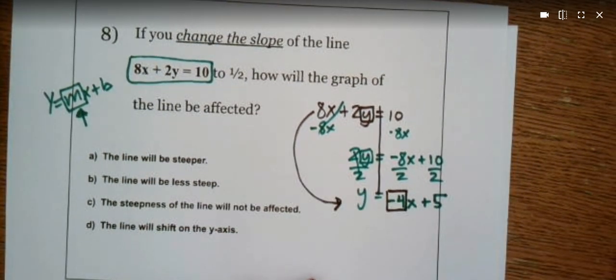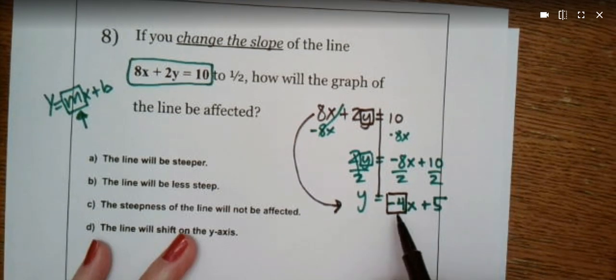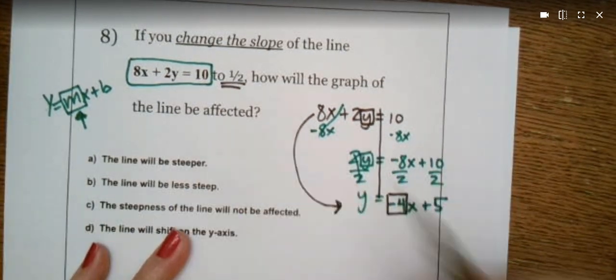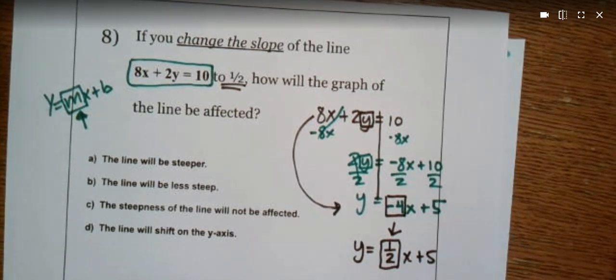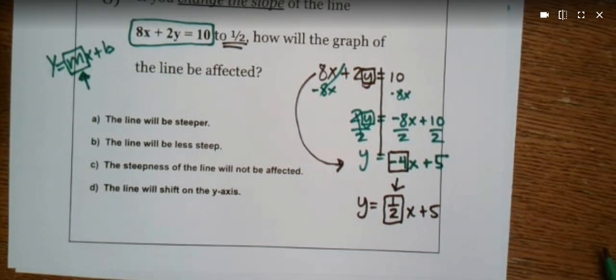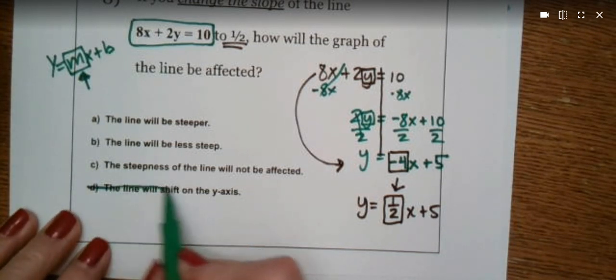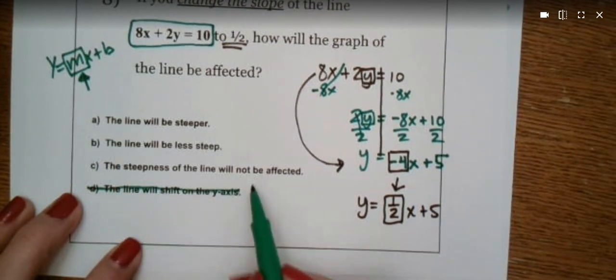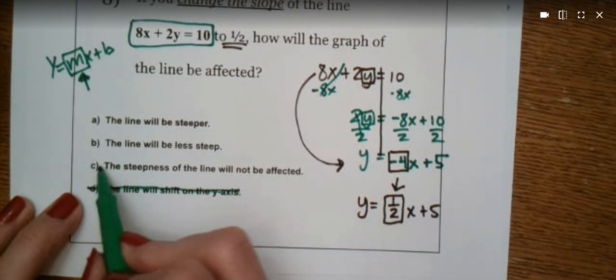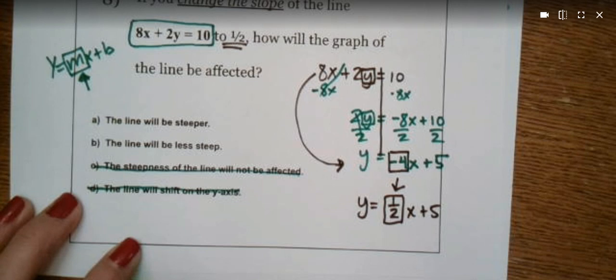Now it says that it wants me to change the slope to 1/2. So if I change the slope to 1/2, how is the line going to be affected? Well, we know that changing the slope is going to change the steepness, so it's definitely not going to be D. Changing the slope will change the steepness, and so the steepness will be affected. It can't be C either. It's either going to be steeper or less steep.